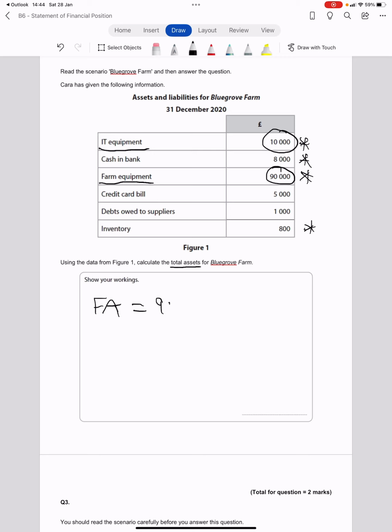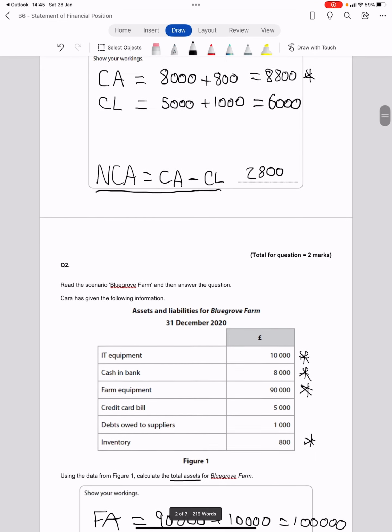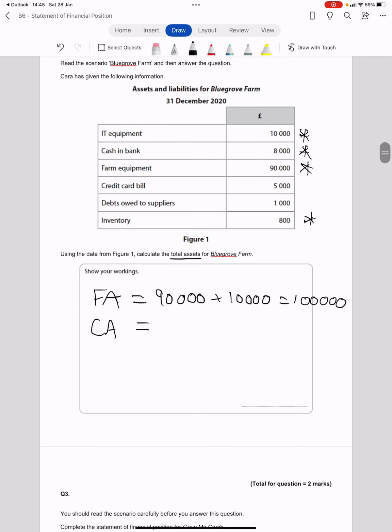So £90,000 of farm equipment plus £10,000 of IT equipment is going to give us £100,000 of fixed assets. And then we're going to have a look at our current assets. Our current assets, which is the other type of asset, we know from the last question, if we scroll back up, we've already calculated as £8,800. That was £8,000 cash in the bank plus £800 of stock or inventory.